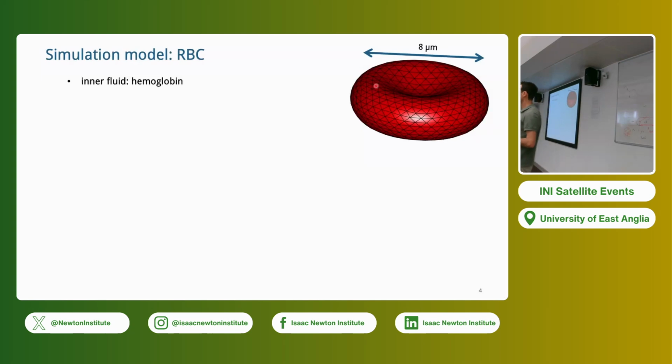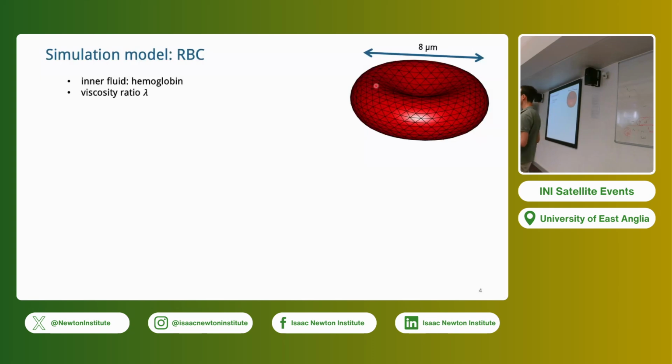A red blood cell is essentially a bag of liquid. So there's the plasma outside the cell, and there's liquid inside, and the membrane separates these two compartments. The inner fluid is a solution of hemoglobin. That's the protein that transports the oxygen. So that's the essential function of red blood cells.